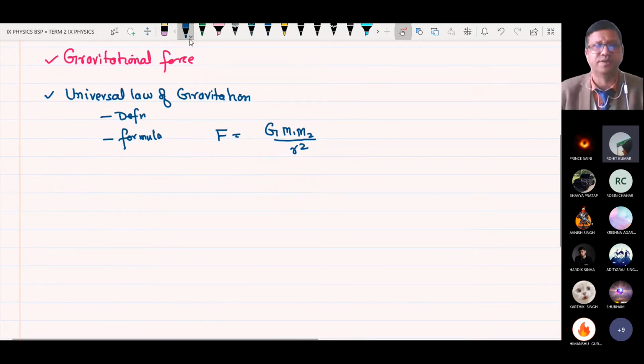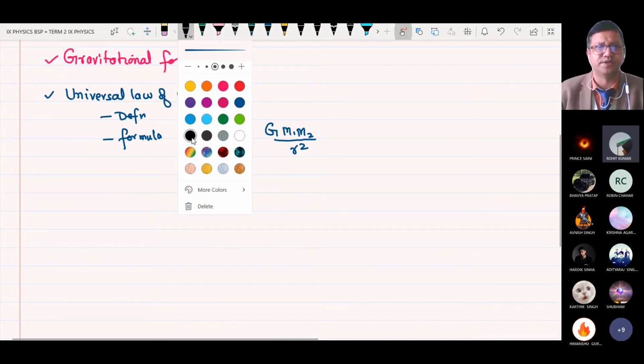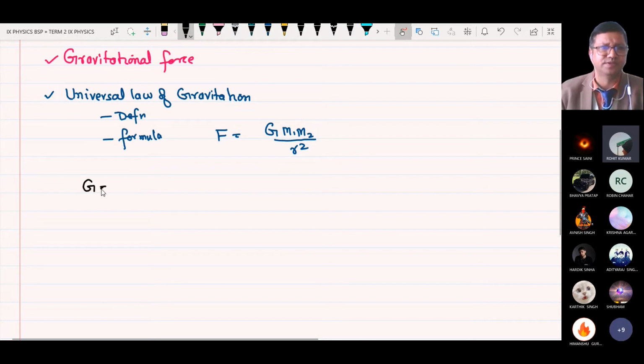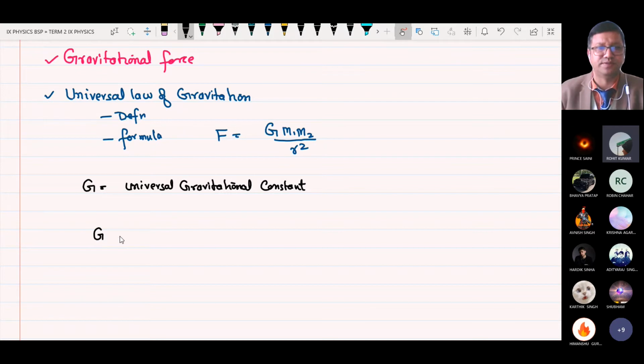And from here you have again an important concept, that this G is called the universal gravitational constant. So this is another concept, and if you want to calculate the value of this G, you can calculate it: this is F into r square upon m1 into m2.